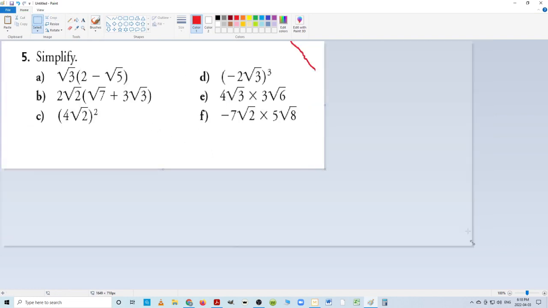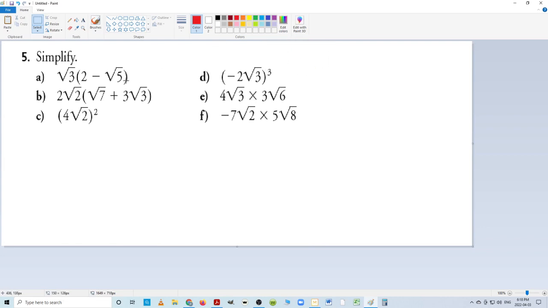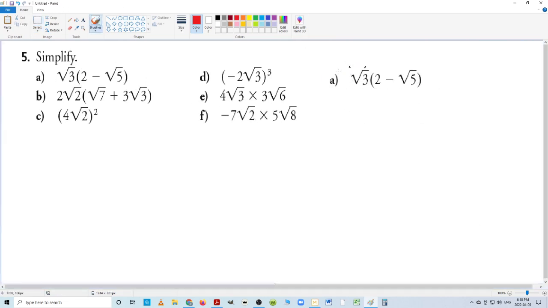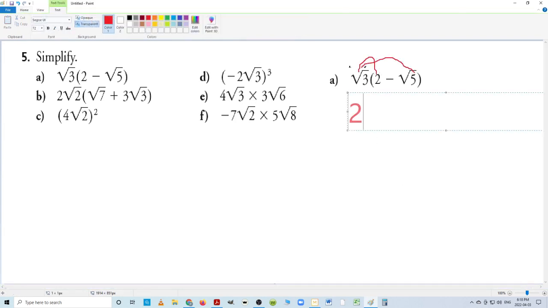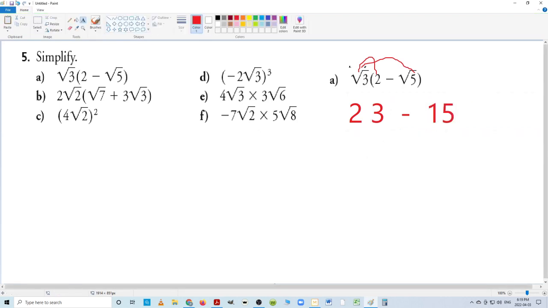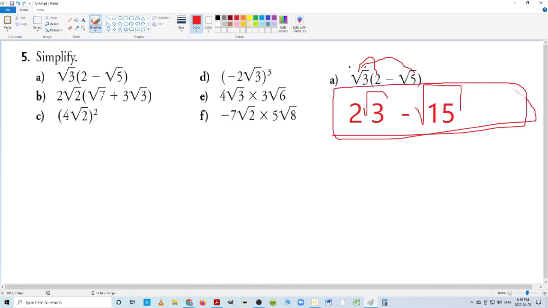Okay, so this one you have to distribute and then see if there's any way to simplify it. And actually, I would argue that this is the actual simplified form already. But I don't think they want that. So this to this and this to this simply becomes 2 square root of 3 minus square root of 3 times 5, it's square root of 15. And as we already learned earlier, square root of 15 cannot be simplified. So this is what this distributes into. I would argue that this is not the simplified form. I'd argue that this is, but that's okay.